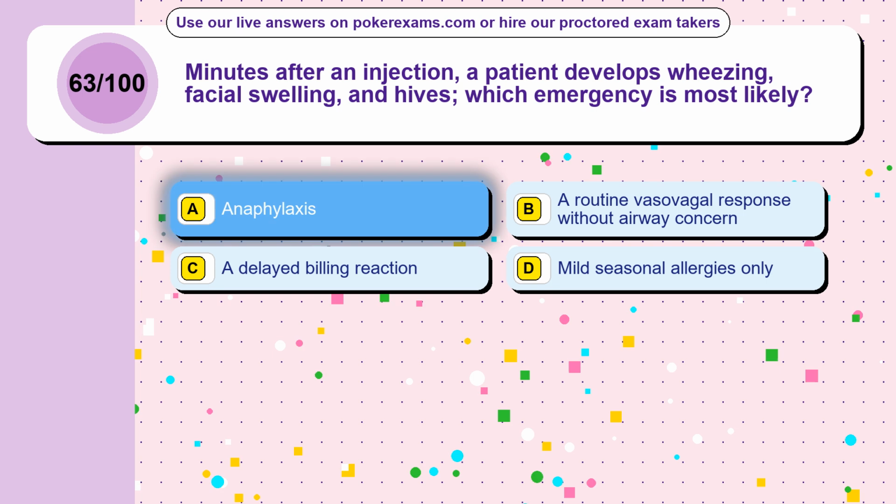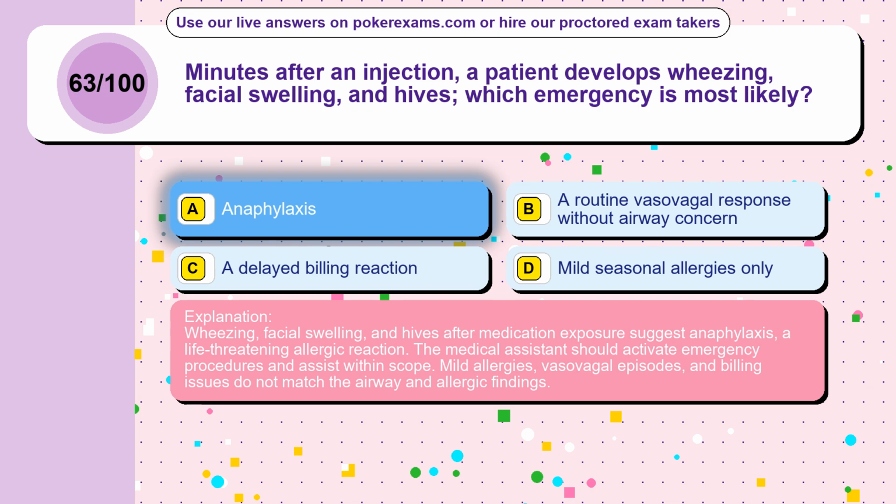The correct answer is option A, anaphylaxis. Wheezing, facial swelling, and hives after medication exposure suggest anaphylaxis, a life-threatening allergic reaction. The medical assistant should activate emergency procedures and assist within scope. Mild allergies, vasovagal episodes, and billing issues do not match the airway and allergic findings.